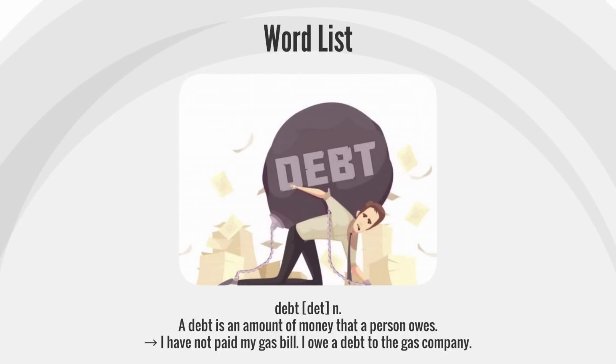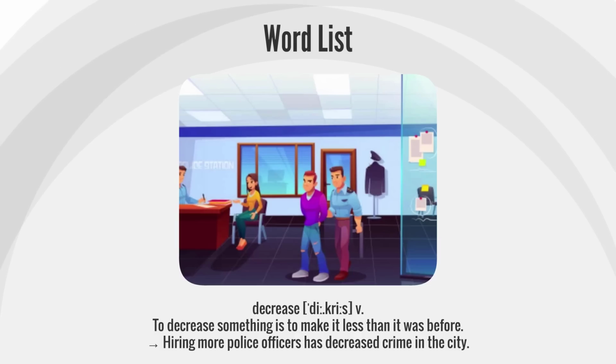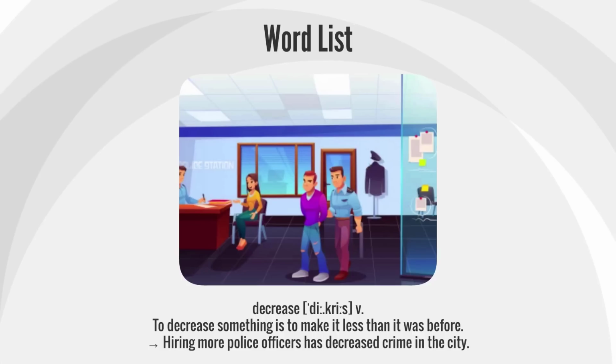Debt. A debt is an amount of money that a person owes. I have not paid my gas bill. I owe a debt to the gas company. Decrease. To decrease something is to make it less than it was before. Hiring more police officers has decreased crime in the city.